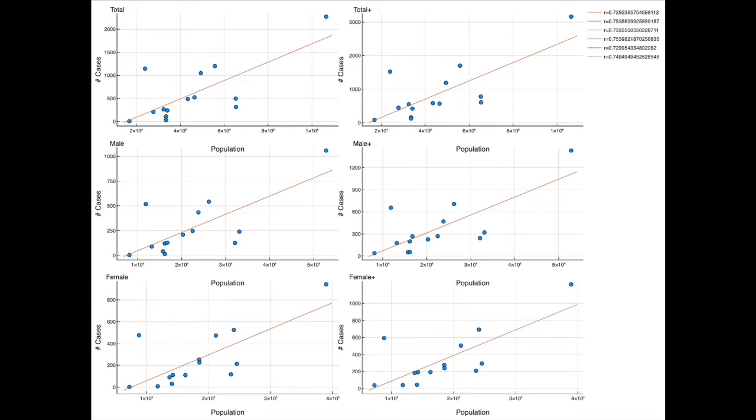As you can see, as population density increases in all different populations, in both the suspected and the confirmed cases, there is an increase in those cases. And so there's a positive correlation between population density and number of cases. The actual R values can be found in the upper right-hand corner up here.